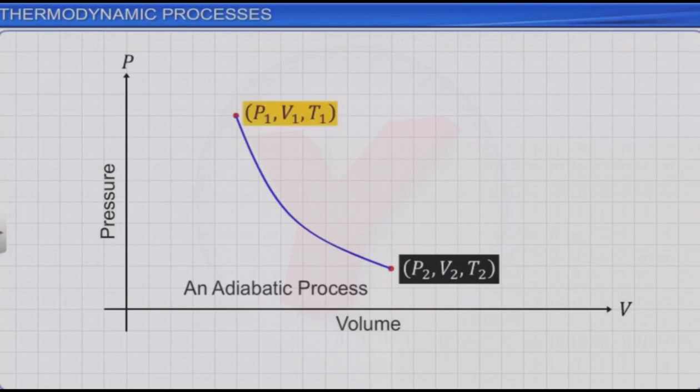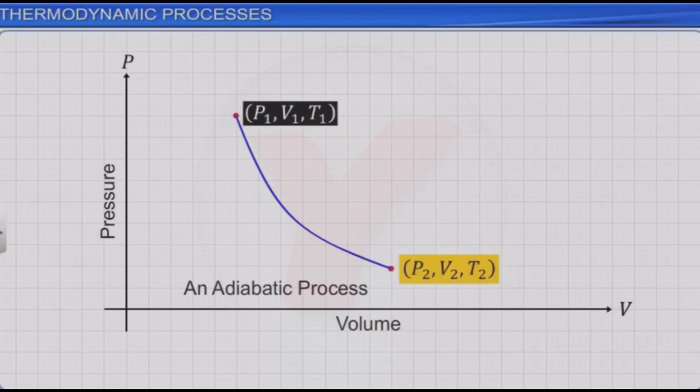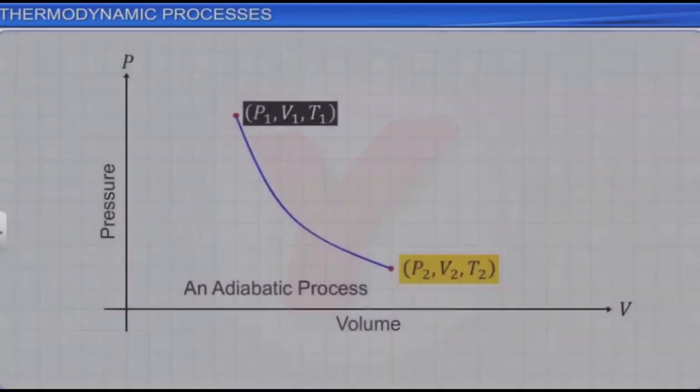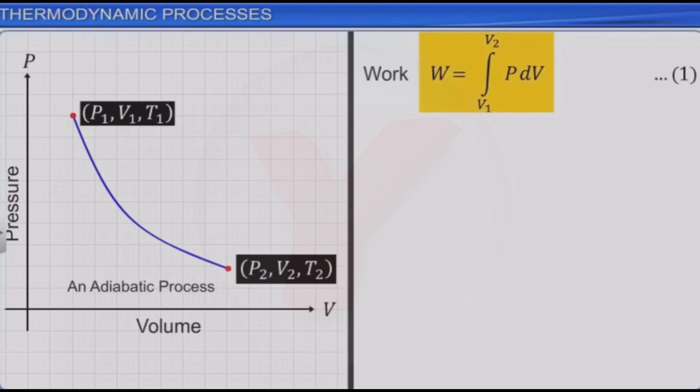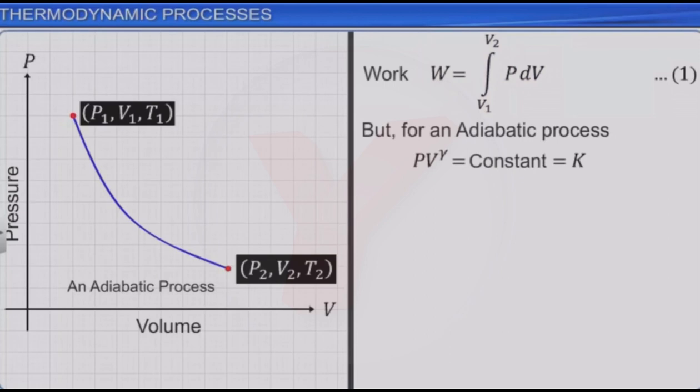The general expression for the work done is W = ∫ from V1 to V2 of P dV. Let this be equation 1. But for an adiabatic process, PV^γ is a constant. Let the constant be K. This can also be written as P = K / V^γ. Let this be equation 2.